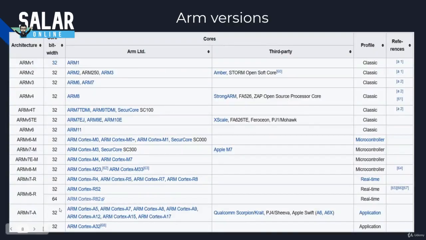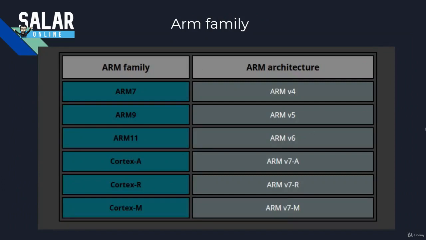If you look here, until the ARM Cortex-R52, they are using 32-bit as the width. After that, in the ARM Cortex-R82, they are using 64-bit as the width. You can get the other versions on Wikipedia, and this is also copied from Wikipedia.